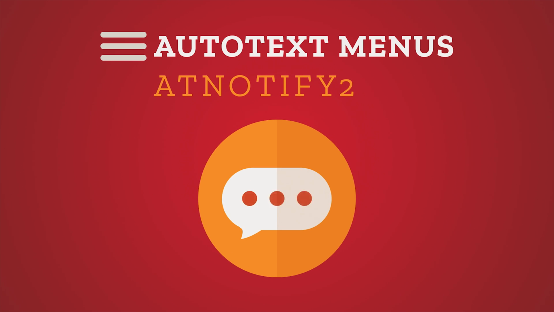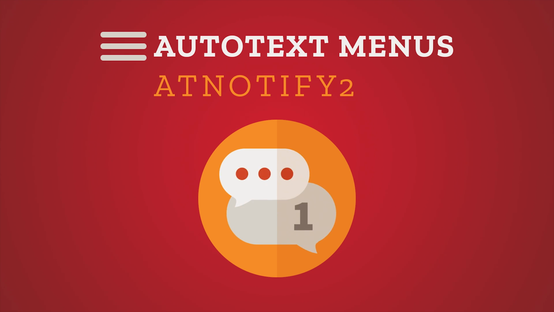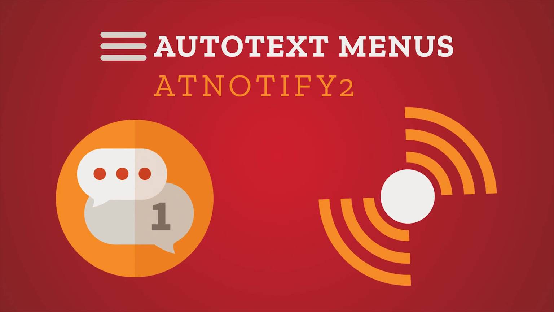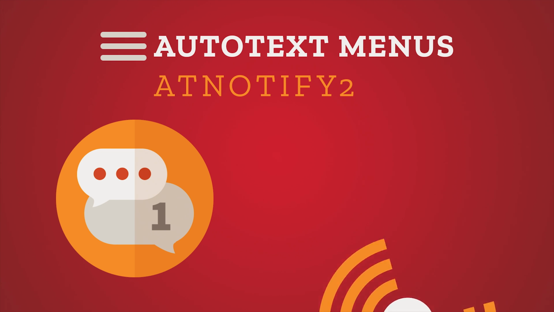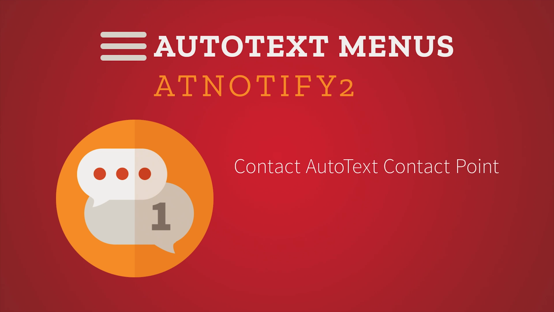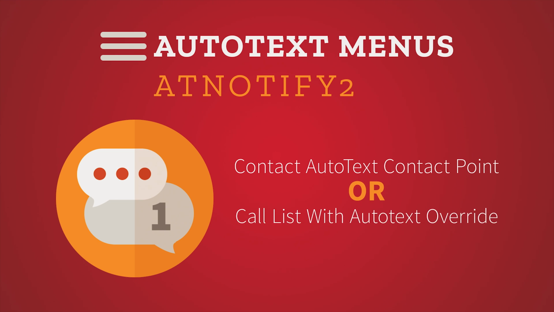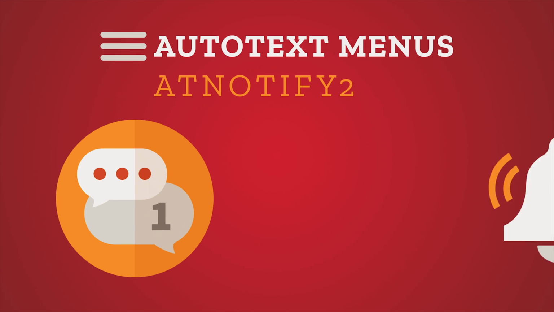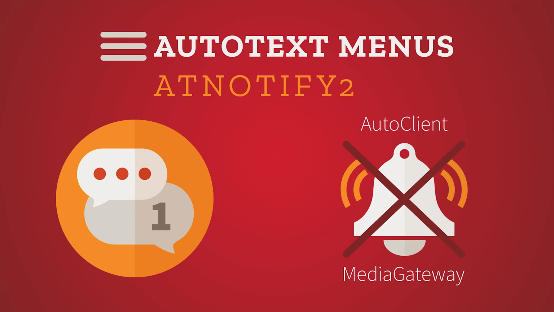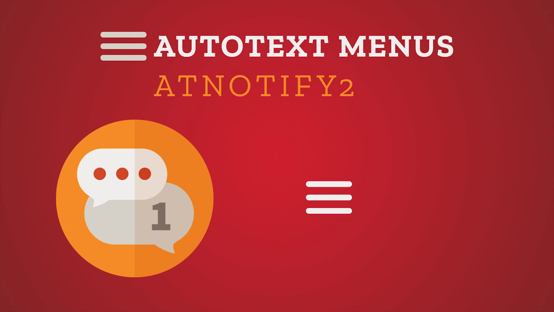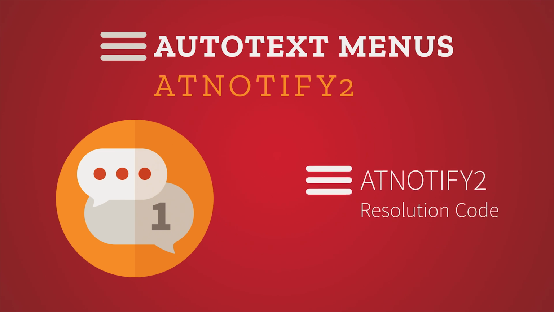The AT Notify 2 script sends an outbound message and waits for a reply of 1 to acknowledge that the person received the alarm notification. This should just have a contact AutoText contact point line in the action pattern, or call list with an override of AutoText. The Auto Client and Media Gateway take care of closing the alarm. The resolution code entered can be adjusted by the menu component in the AT Notify 2 menu.